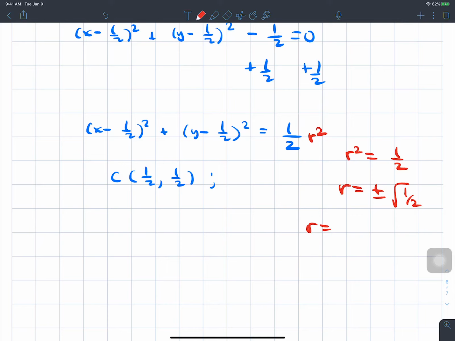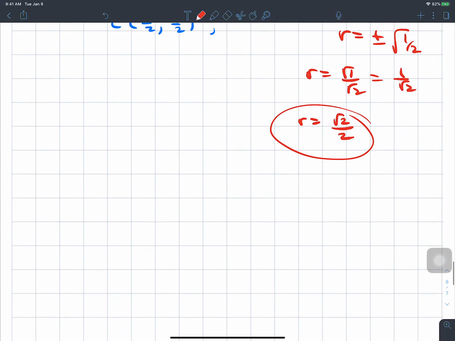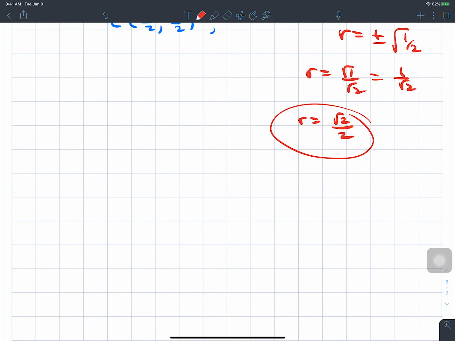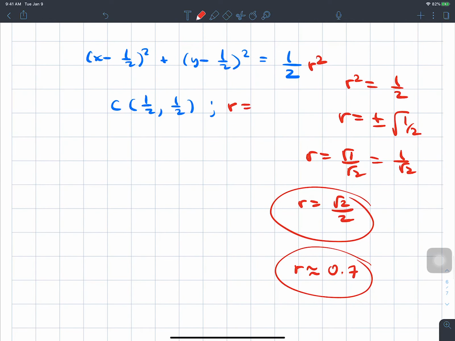We only take the positive value, and then that's the square root of 1 over the square root of 2, and that's 1 over the square root of 2, ladies and gentlemen. But r here, if we rationalize the denominator, is the square root of 2 over 2, so that's about 0.7. If we approximate, this is 1.4 divided by 2. R is approximately 0.7. So our radius, ladies and gentlemen, is going to be the square root of 2 over 2 for this circle.